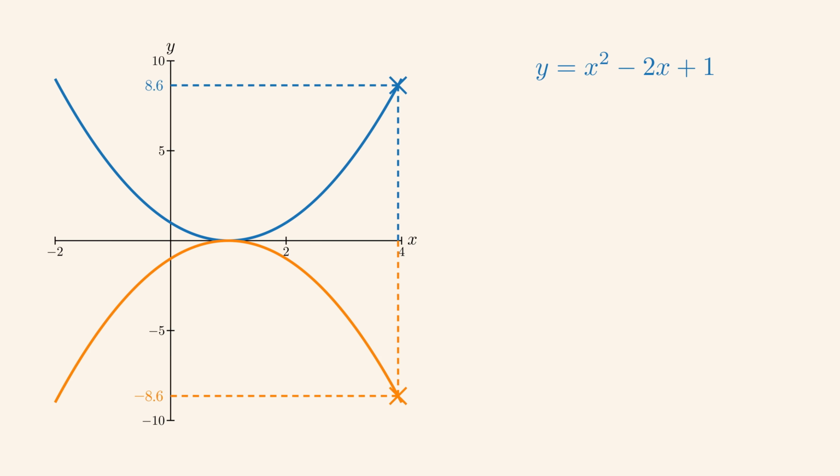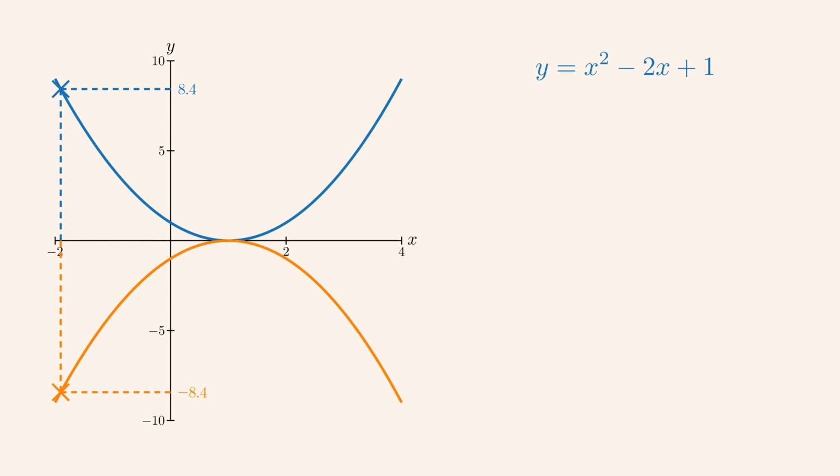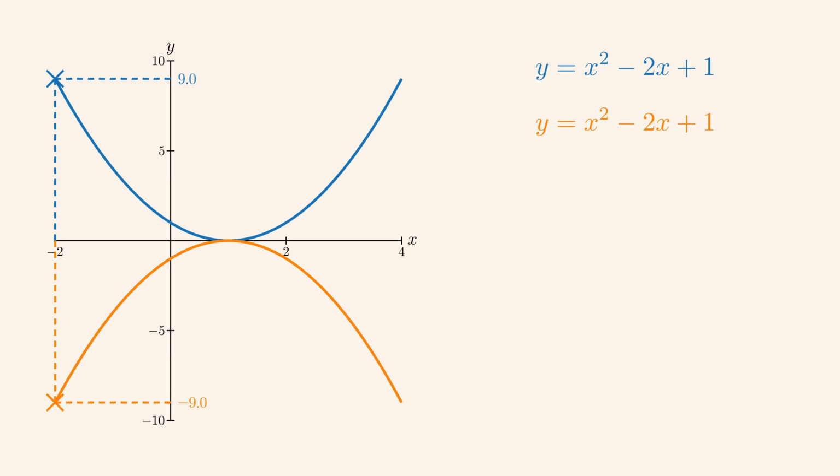For any input, the two y values have the same magnitude but opposite signs. The orange function is therefore closely related to the blue one, except that the entire expression is multiplied by -1. In general, if the original function is f, its reflection across the x-axis is -f.